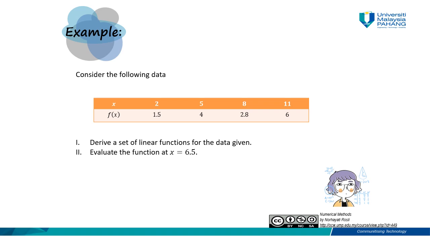For better understanding, let's go to the example. Here I have a set of data and I need to derive a set of linear functions for the given data and I need to evaluate at x equal to 6.5. So how many data do I have? I have 4 data. So from that I will have 3 straight lines. So this one is equation S1, equation S2, and equation S3. And I need to evaluate at x equal to 6.5. So 6.5 is in between 5 and 8.